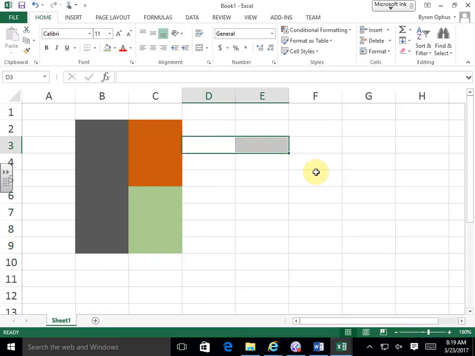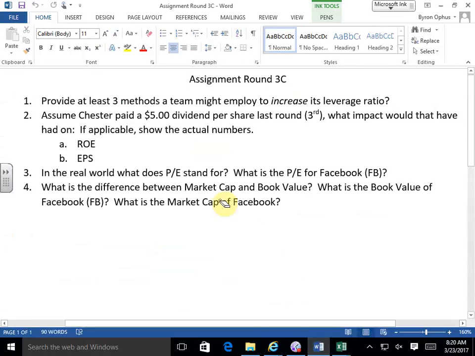Okay, so what's my leverage ratio there? Assets divided by equity. This is my assets, here's my equity. It's 2. Now my question then is, what are some things that I might do? And the answers here are going to be kind of general in nature. I don't want specifics.